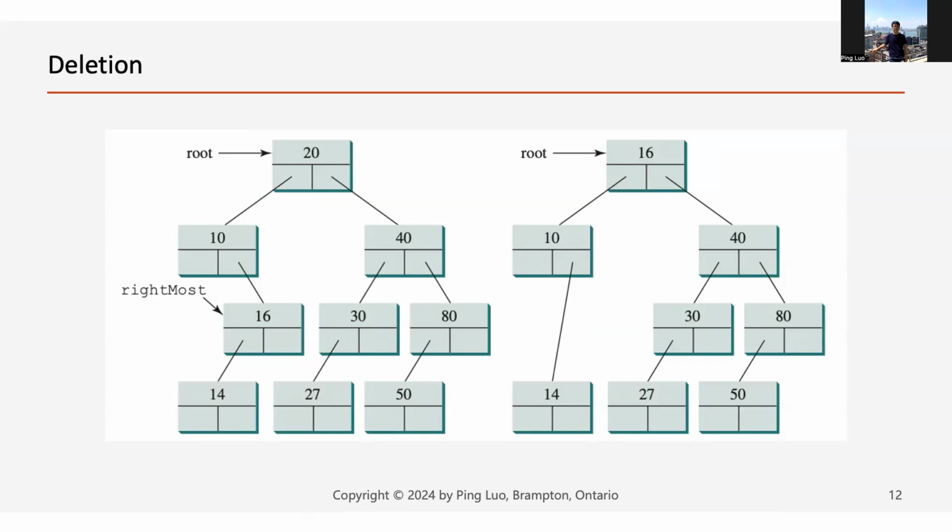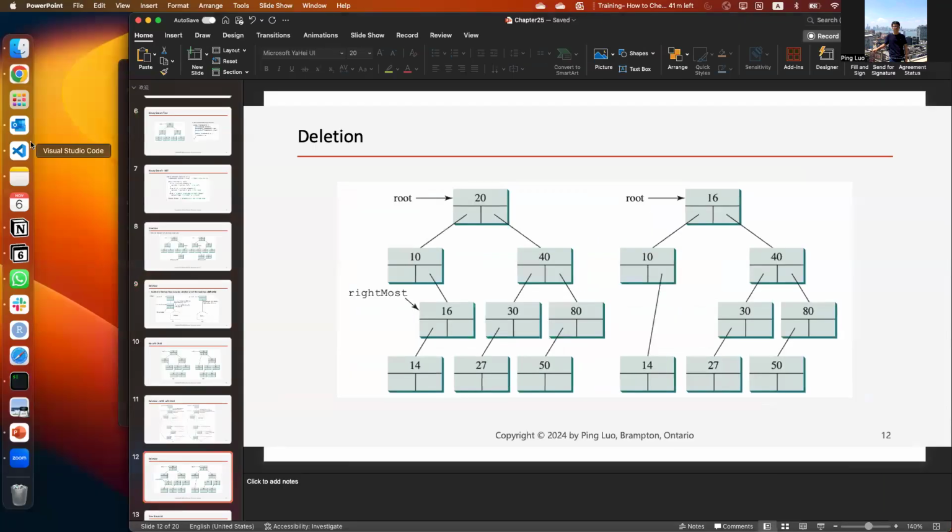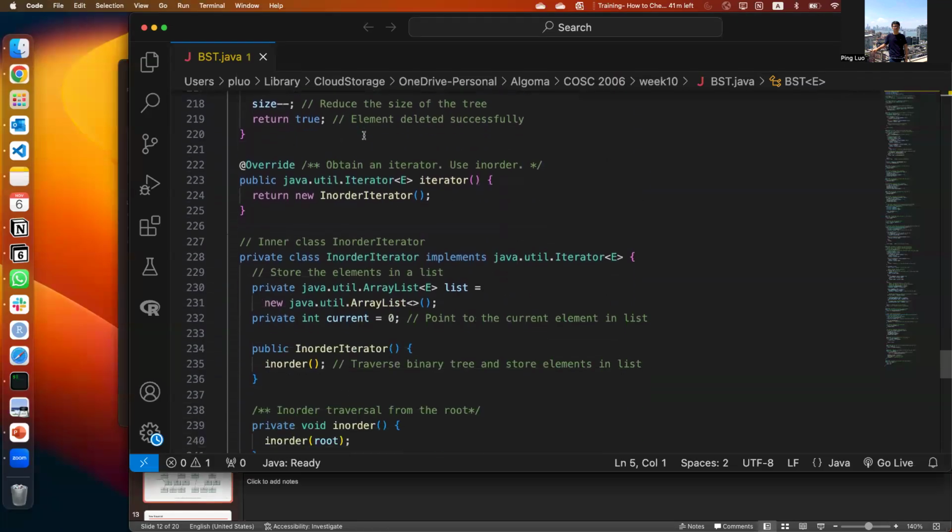20. Also, in this example, it wants to remove the root, so we swap the rightmost with the current one and point its children to its parent. It's actually quite complicated. I have already shared this script on Moodle.